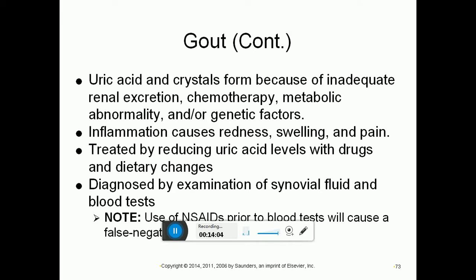Diagnosis is usually by clinical picture, so physical exam, and then you want to take a sample of synovial fluid and find the uric acid crystals in it, which is very characteristic of gout. But you want to take the blood and these samples before you start any kind of medication.